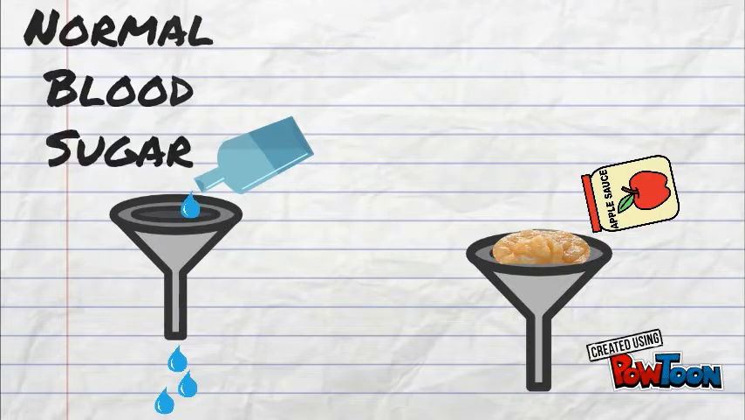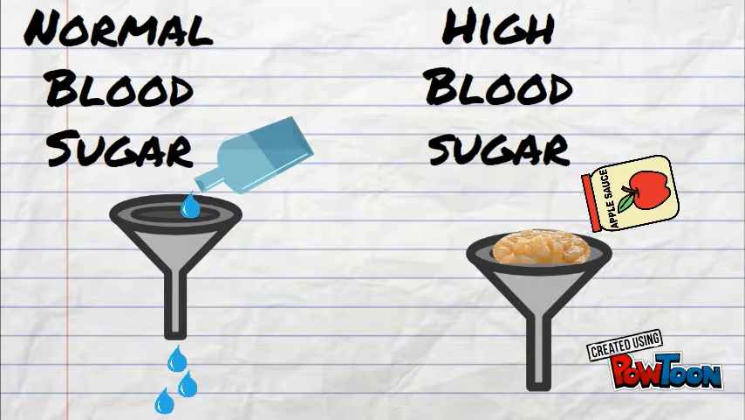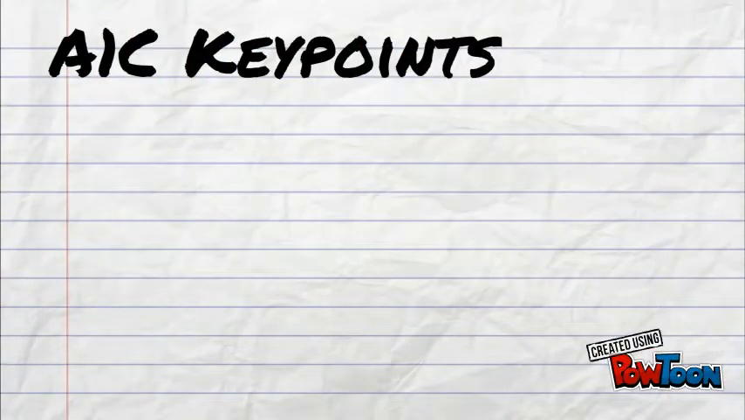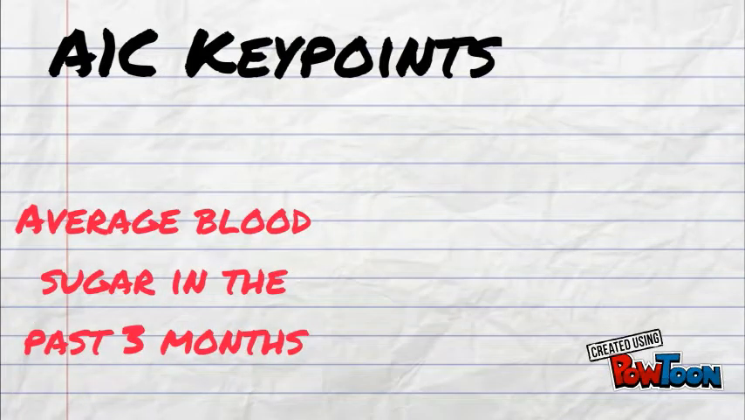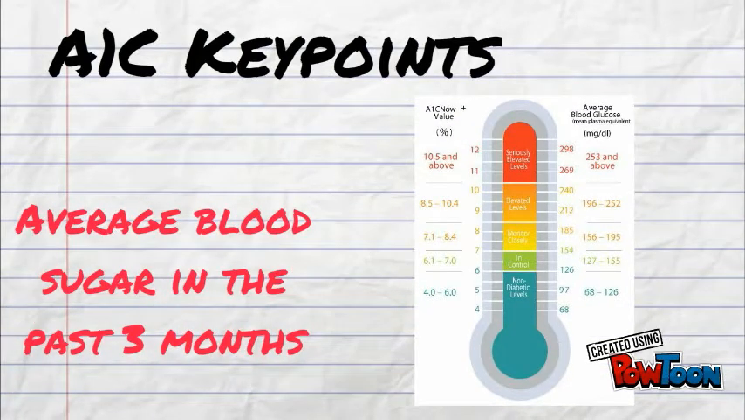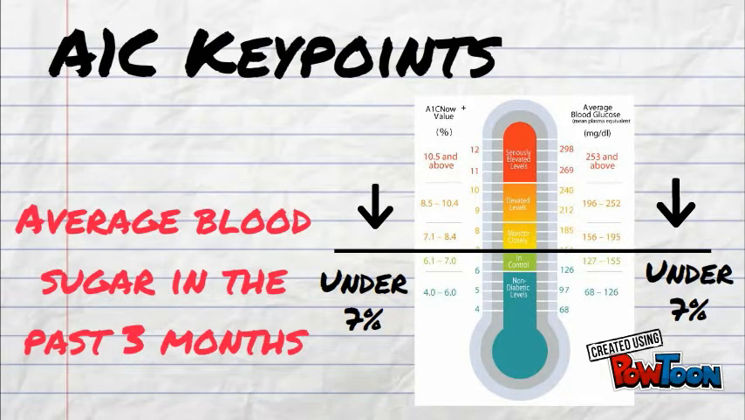When you have a normal amount of blood sugar, it circulates more effectively than when you have high blood sugar. Well, I hope you better understand what an A1C is now. Here are some key points. An A1C is the average amount of sugar in your blood over 3 months. And let's look at this thermometer chart again. Remember, we want to set a goal of having an A1C of less than 7%.